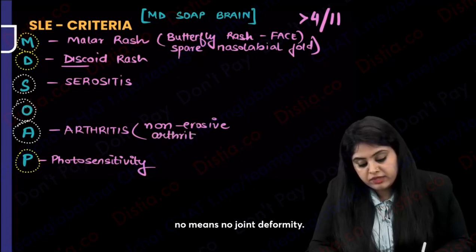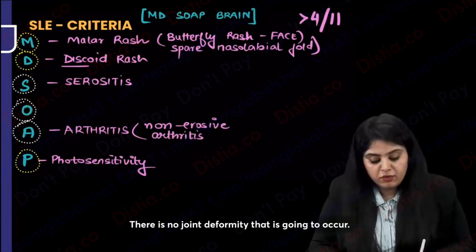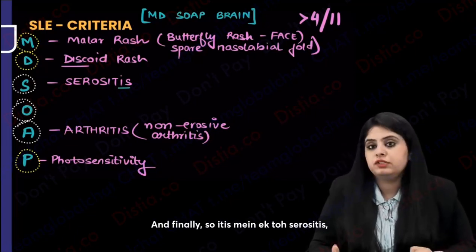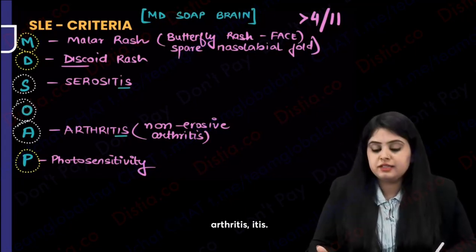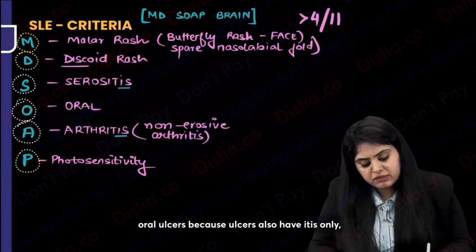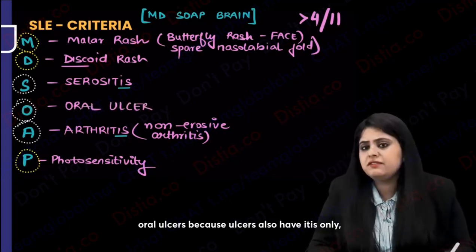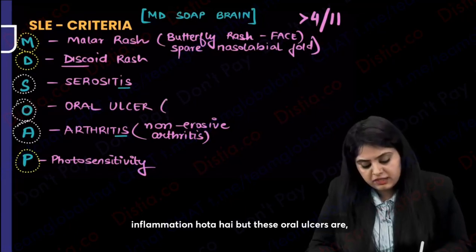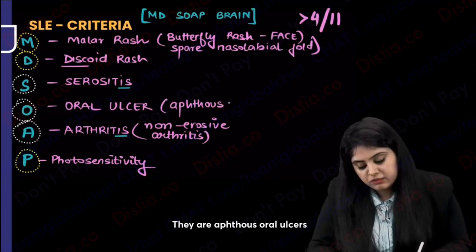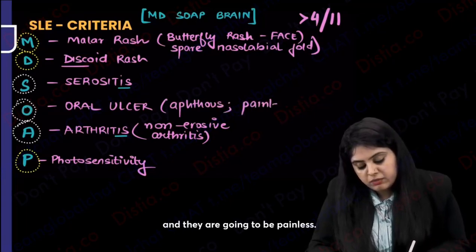No means no joint deformity. There is no joint deformity that is going to occur. And finally, in serositis, arthritis, itis, and now there is also something known as oral ulcers, because ulcers also have itis only, inflammation hota hai, but these oral ulcers are painless. They are aphthous oral ulcers. And they are going to be painless.